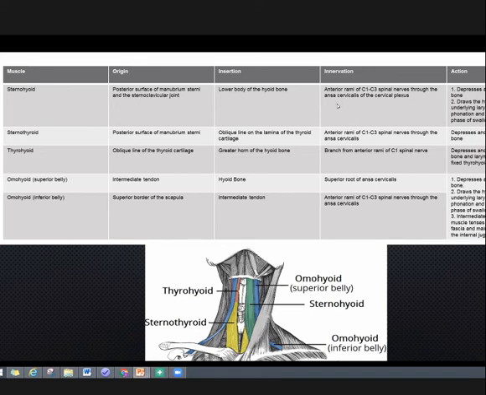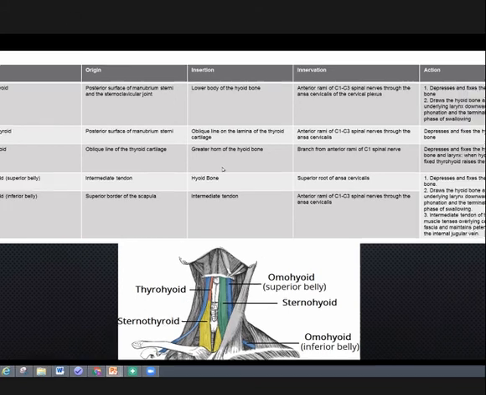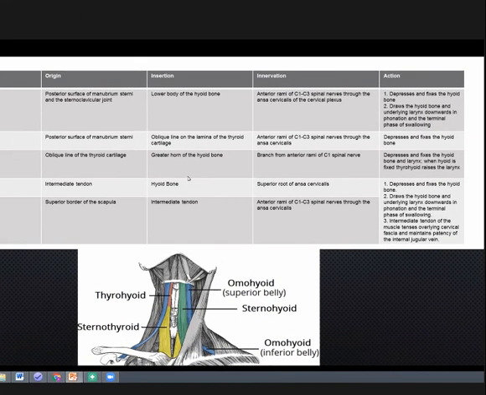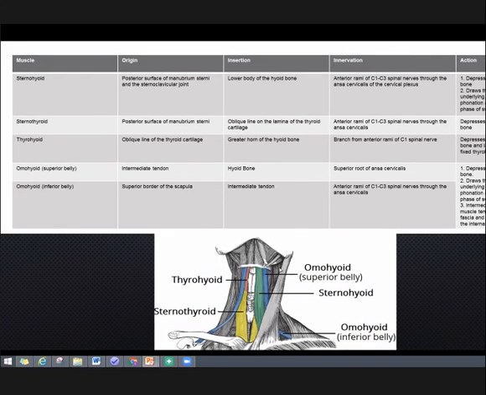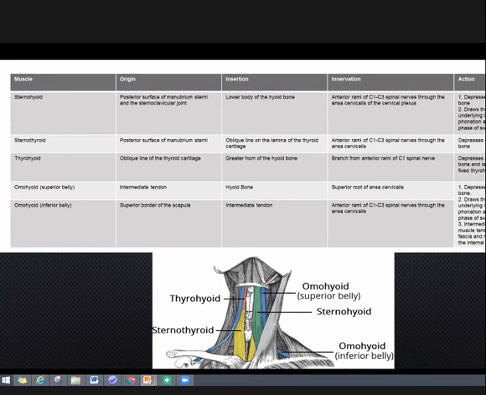The sternohyoid, sternothyroid, and the omohyoid inferior belly are innervated by the anterior rami of the C1 to C3 spinal nerves through the ansa cervicalis, while the thyrohyoid is innervated by the anterior rami of the C1 spinal nerve, and the omohyoid superior belly is innervated by the superior root of ansa cervicalis. Here is an anatomical image depicting the different muscles of the infrahyoid.